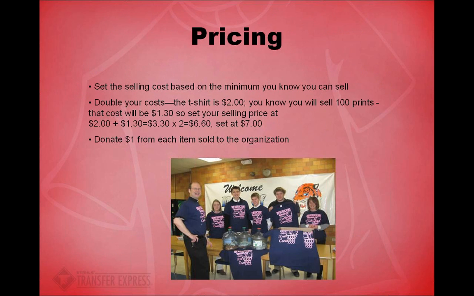Pricing. You want to make sure that you set the selling cost based on the minimum you know you can sell. You don't want to go over too far. Double your cost. The t-shirt is $2. You know you will sell 100 prints. The cost would be $1.30. So set your selling price at $2. As you can see there, $2 plus $1.30, so that's $3.30 times 2. So that'd be $6.60, so you'd want to set it at $7. And then you want to donate $1 from each item sold to the organization.